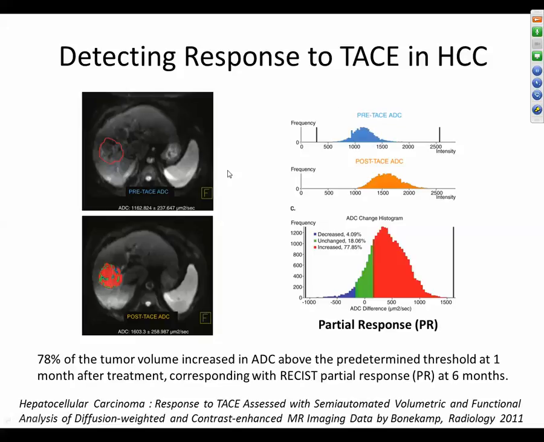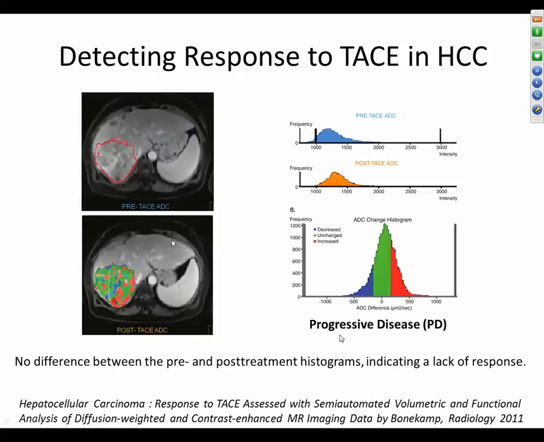Here is chemoembolization treatment response detection. They plot the same area before the treatment and after the treatment and compare. If a larger area has increased ADC value, then it's a responding case. In this case, it's partial response. And if most of the ADC value is not changed much, beyond the preset value, then probably it's a non-responding case. Here it's a progressive disease.